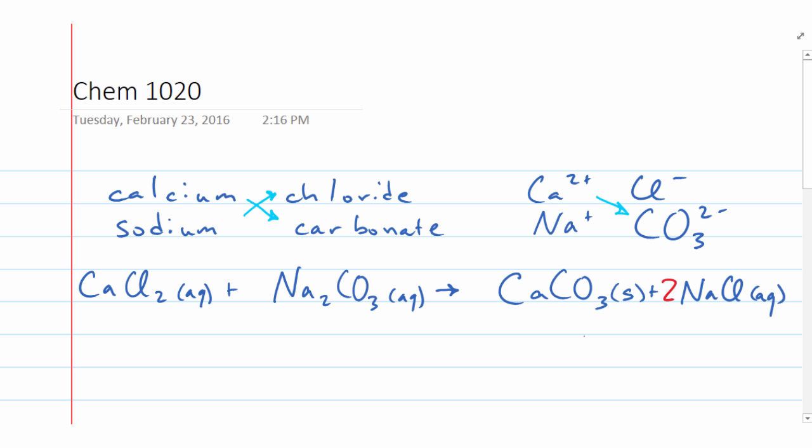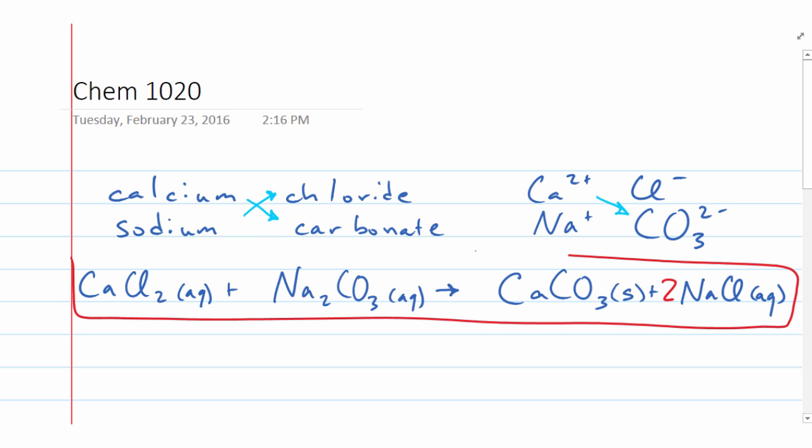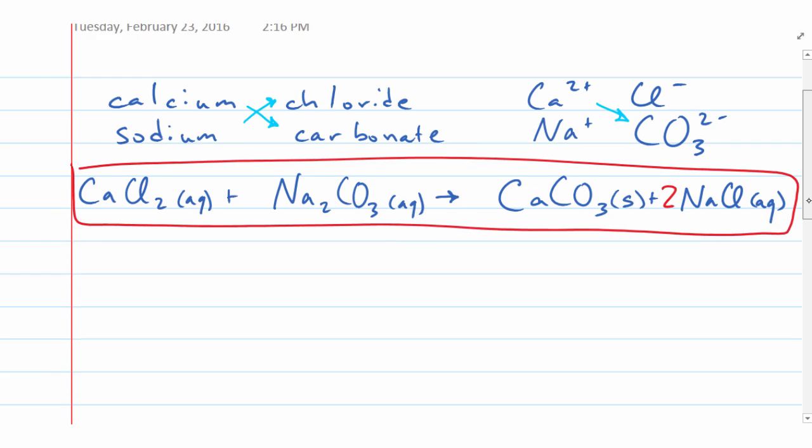How many sodiums here? 2. How many sodiums here? 2. And now, when it comes to polyatomic ions, since they stay together in precipitation reactions, or double displacement reactions, we can actually look at them as a whole unit. So how many carbonate ions are there here? 1. And how many carbonates are here? 1. So if we have 1 carbonate on each side, it looks then that it is balanced. And this then is the balanced chemical equation for this reaction. Any questions on this one?